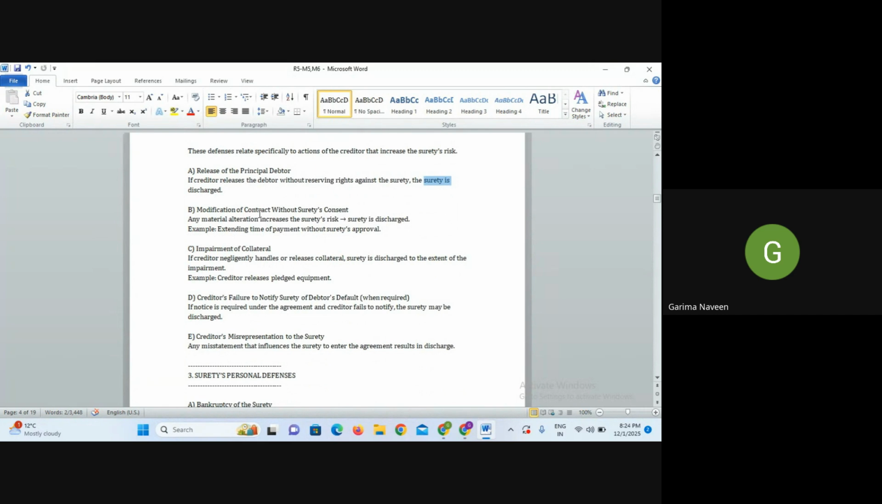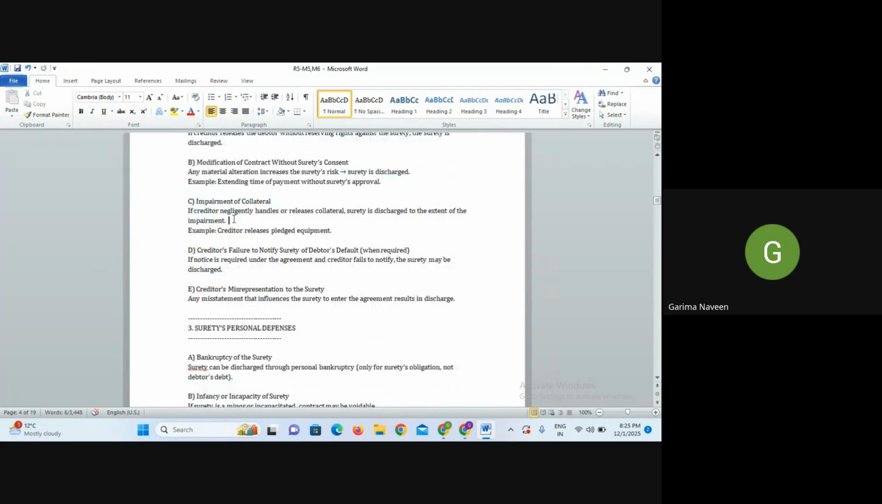Next is modification of contract without the surety's consent. If a material alteration is made without informing the surety or without their consent, then your surety can be discharged from this liability. Next is impairment of collateral. If the creditor negligently handles or releases collateral, the surety is discharged to the extent of the impairment.